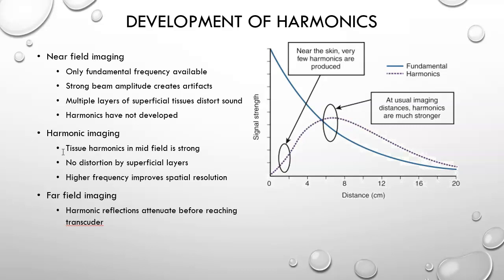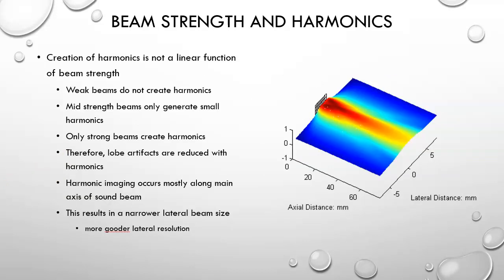Push your button on your machine that says harmonics. If the picture gets better, then harmonics are useful. If the picture gets worse, then harmonics are not useful. Push the button again and turn it off. Now here's one of the things I want to really emphasize, and that's beam strength versus harmonics.